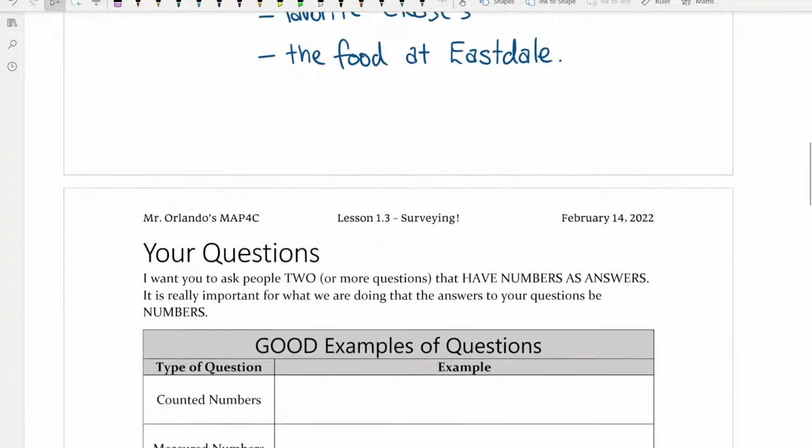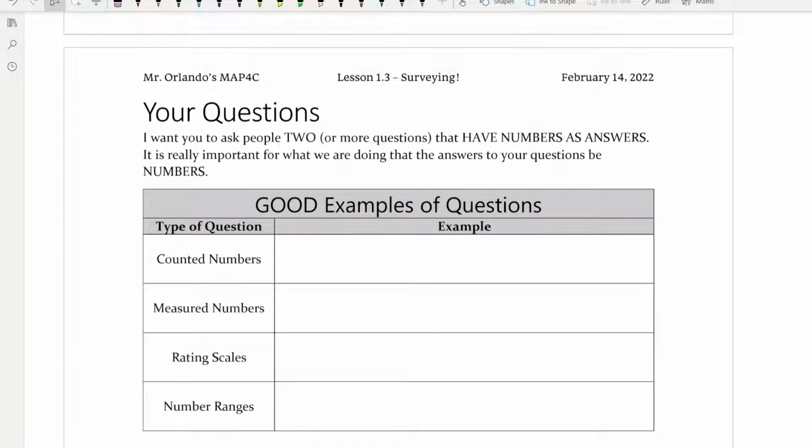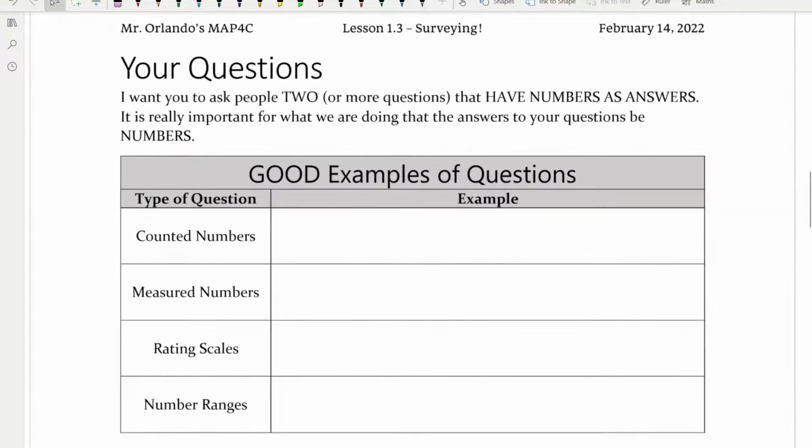And when you do that, we're going to do it. Now, this is math class. And because it's math class, I want your questions to have numbers as answers, because we're going to use math to analyze the answers. So we're going to use math on them later. If they don't answer us with numbers, it's going to be harder to do math on them.